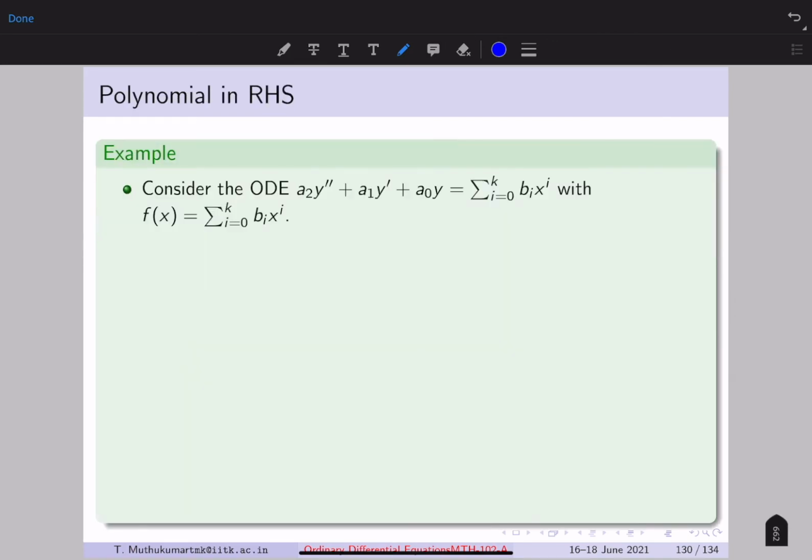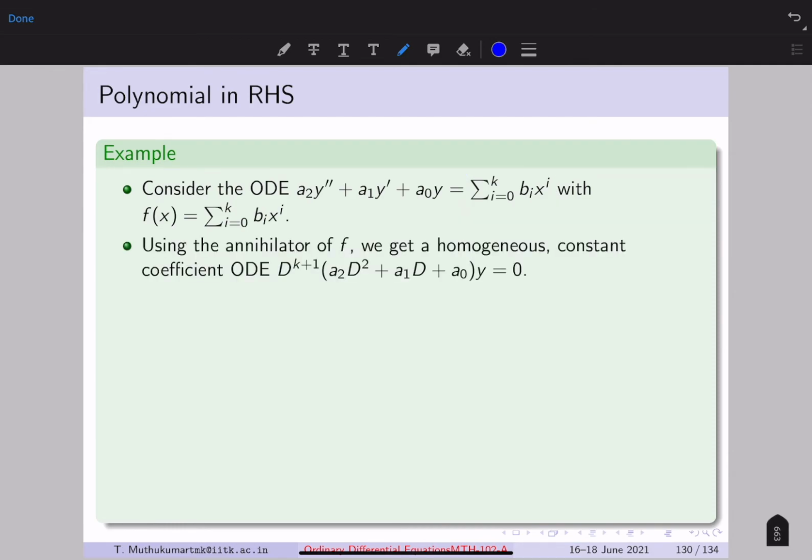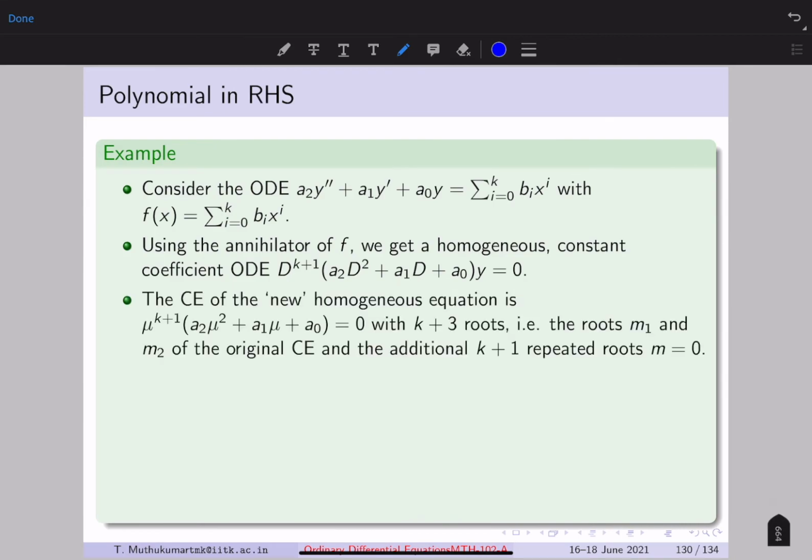So we will now do the last case, where f is a polynomial. If you have an ODE where f is a polynomial of any degree k, then you look at its annihilator, which we have seen is D to the k plus 1. You apply that, and now you have a constant coefficient homogeneous ODE, but the order is k plus 3. So it should have k plus 3 roots.